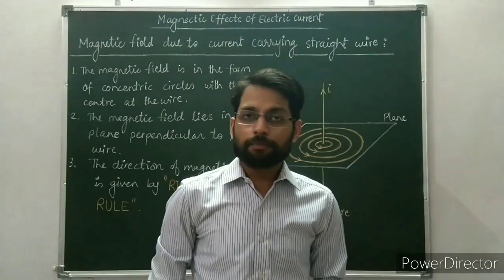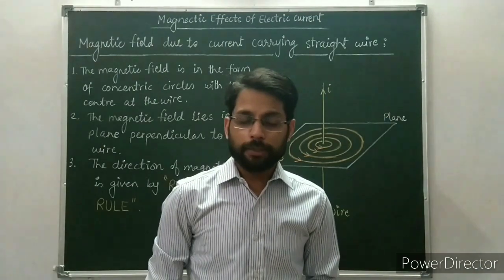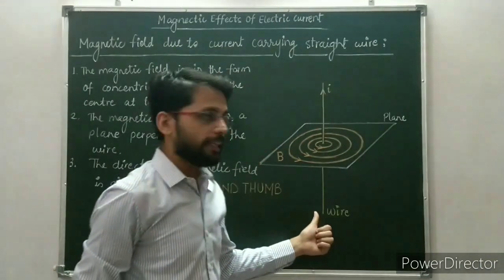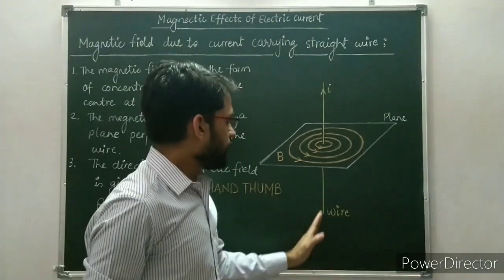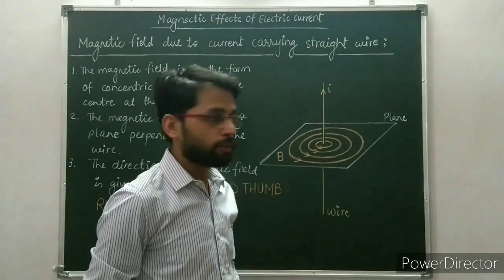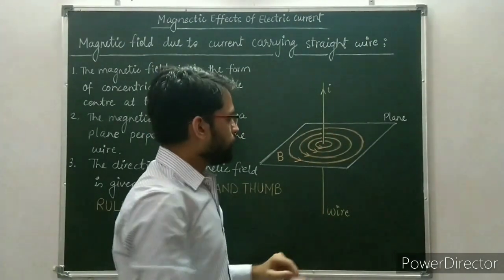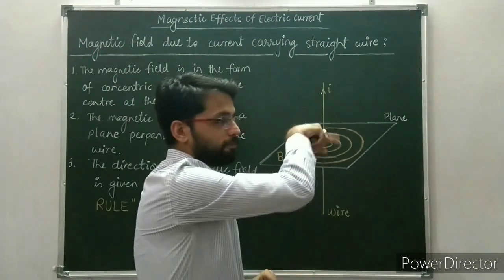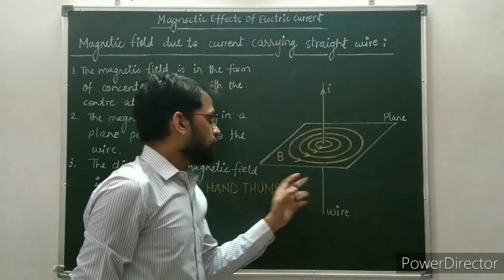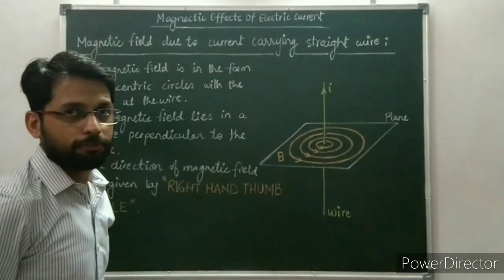So in the video, we saw a current carrying straight wire producing a circular magnetic field, as shown in the diagram. In the diagram, we have a straight wire carrying current I, and this straight current produces a circular magnetic field around it. I have written certain points about this magnetic field.